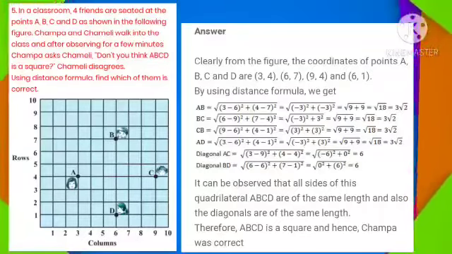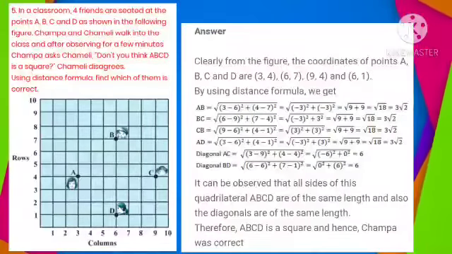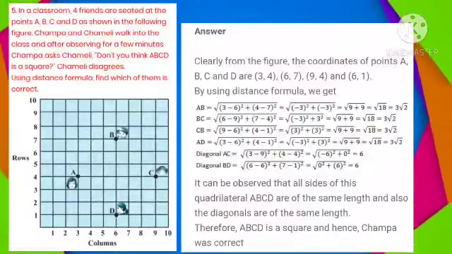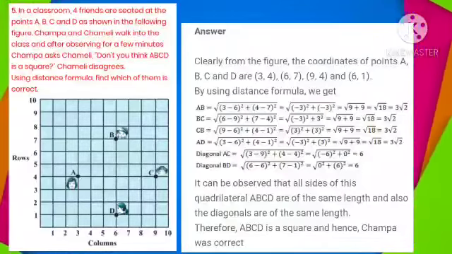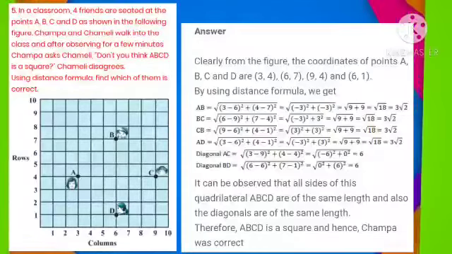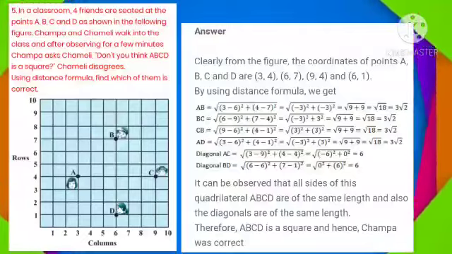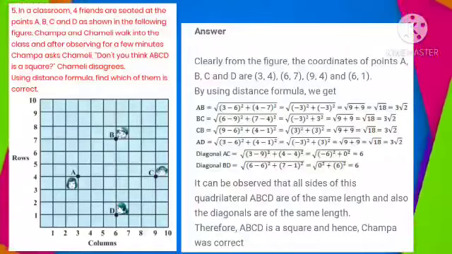Champa and Chameli walk into the class, and after observing for a few minutes, Champa asks Chameli, "Don't you think ABCD is a square?" But Chameli disagrees. Using distance formula, find which of them is correct.